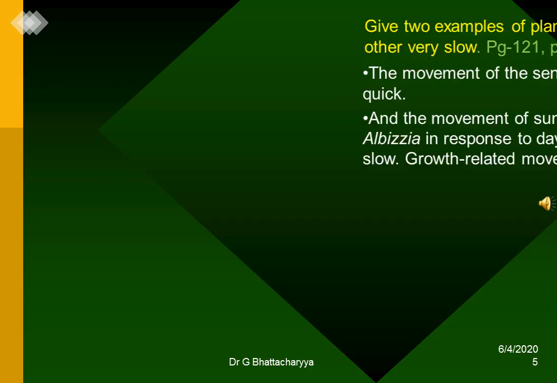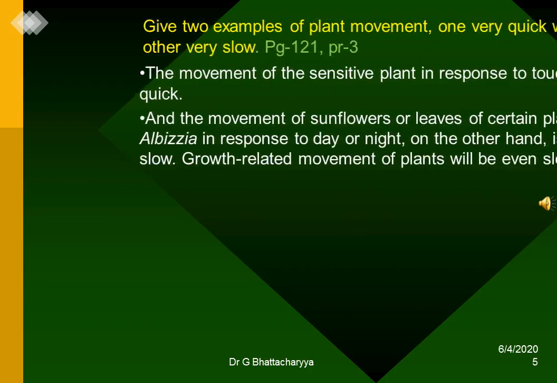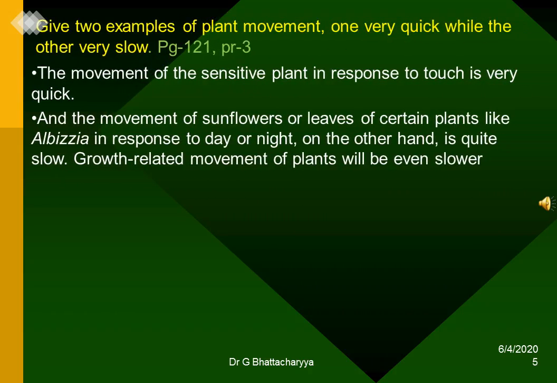Give 2 examples of plant movement, one very quick while the other very slow. The movement of the sensitive plant in response to touch is very quick, and the movement of sunflowers or leaves of certain plants like albizia in response to day or night, on the other hand, is quite slow. Growth related movement of plants will be even slower.